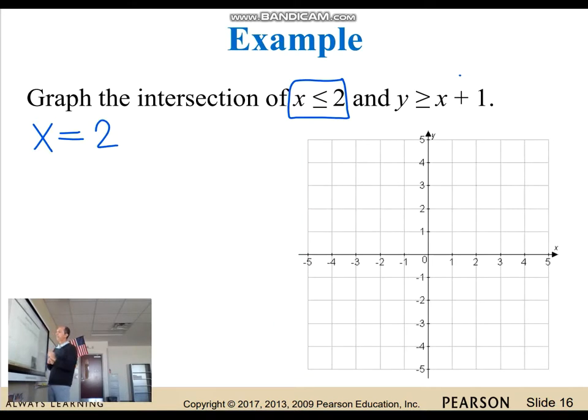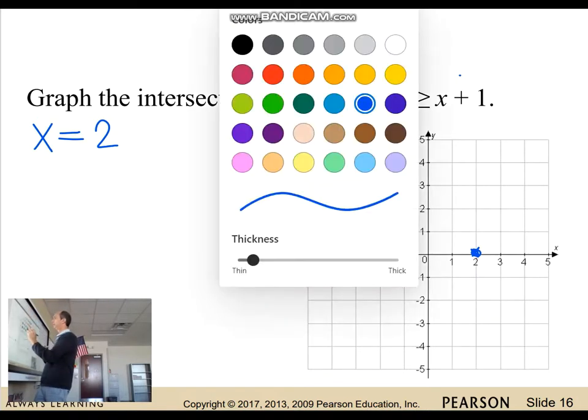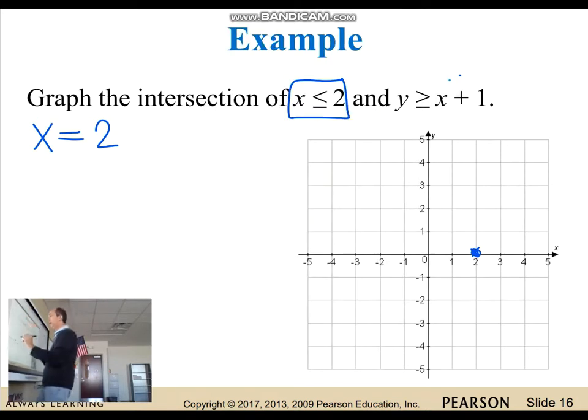First boundary, x equals 2. X equals 2 is here. Check it out. Is this going to be a dashed or solid? What do you think? Dashed or solid? Yes, it's going to be solid, right? You have the equal sign here. Means solid. Solid line.